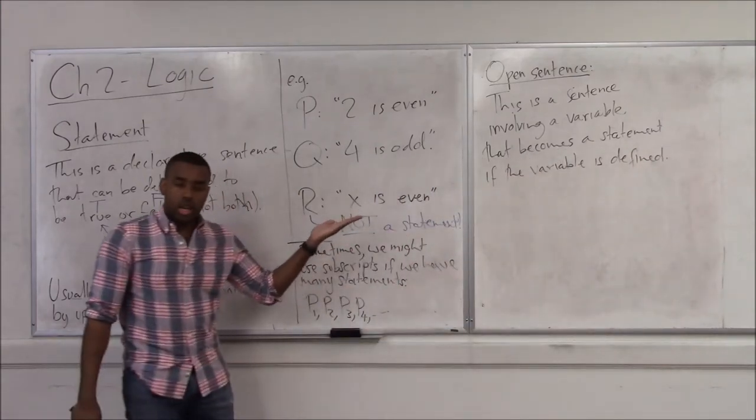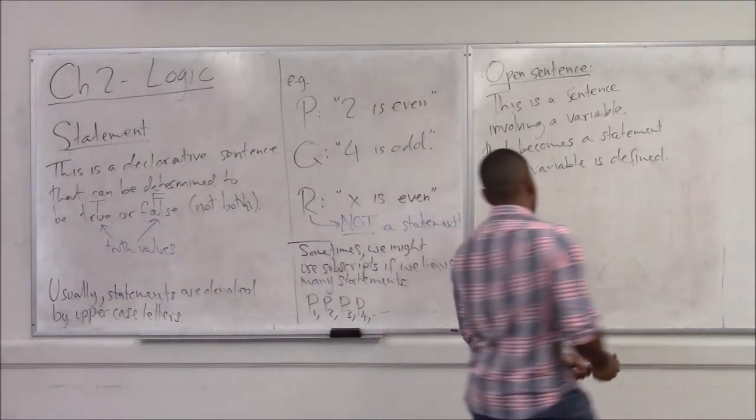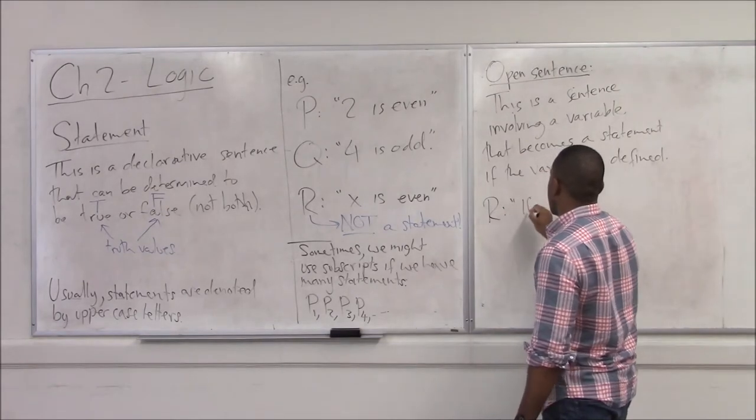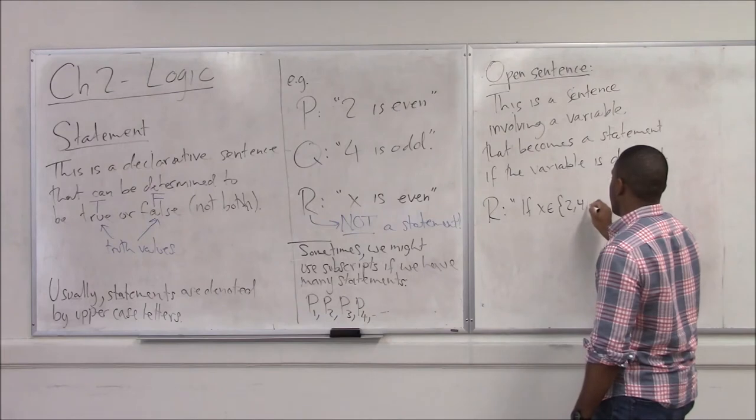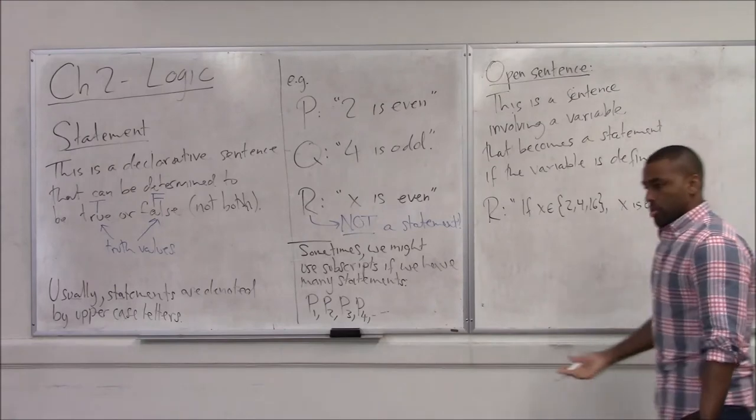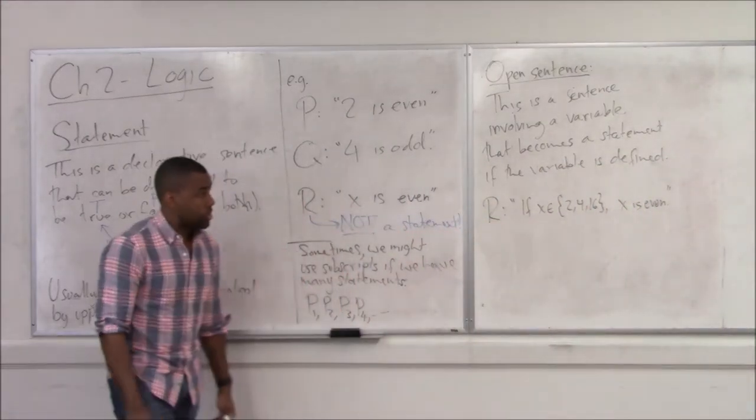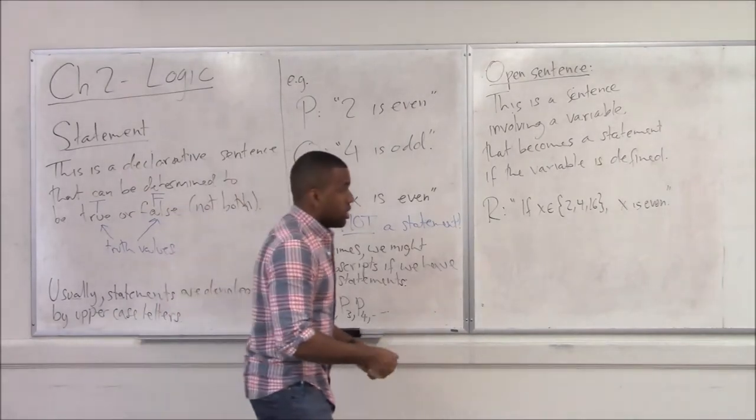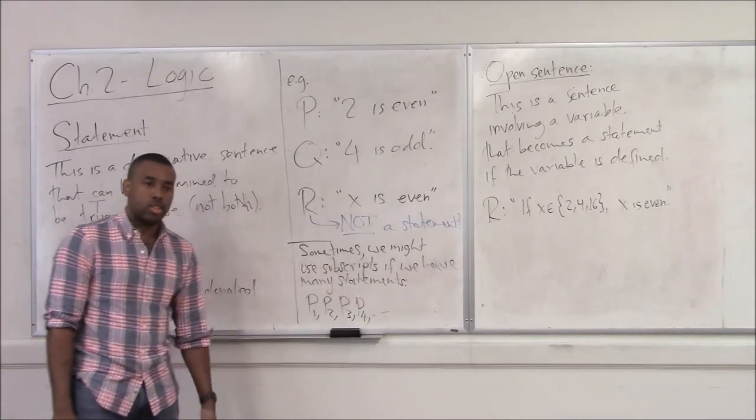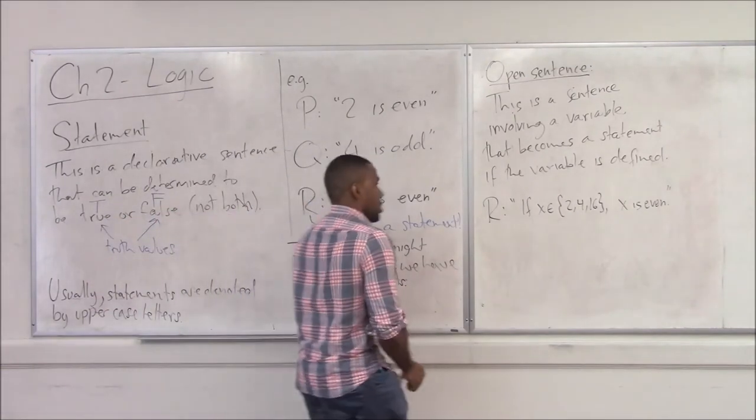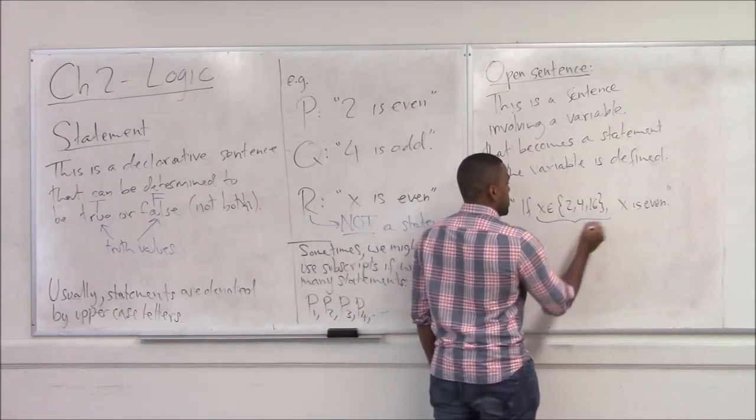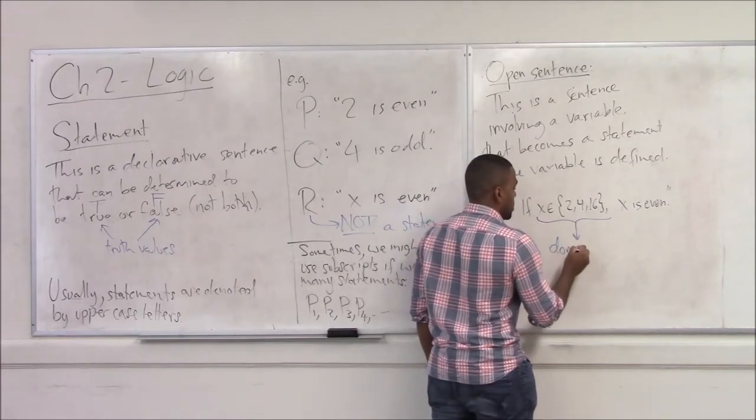For example, this was not a statement if I just said x is even. However, if I said x is an element of {2, 4, 16}, x is even, now it becomes a statement. I've defined possible values for the variable. Turns out for all of them, it will be true that it is even. I've now made it so that you can determine exactly the truth value of the statement. And that's called an open sentence. The possible definitions for the variable are called the domain of the open sentence.